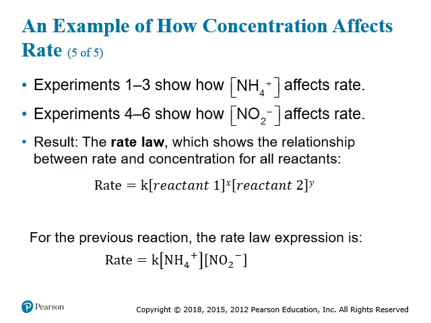So we saw that in experiments 1 through 3, by doubling the concentration of ammonia, we saw a doubling of the rate. We saw the effect that changing the concentration of ammonia had on the rate in the first 3 experiments. We saw the effect of changing the concentration of nitrite on the rate in the last 3 experiments.